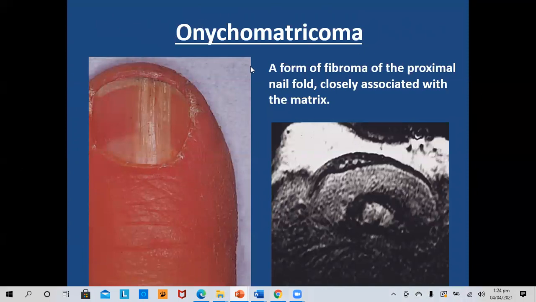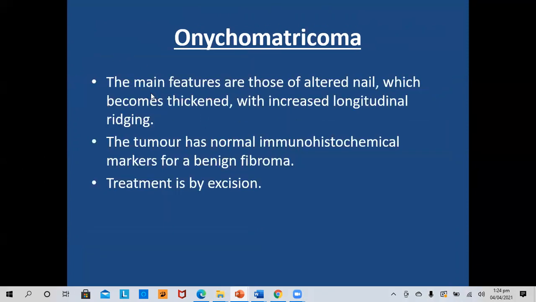Onychomatricoma. Onychomatricoma is a fibroma of the proximal nail fold closely associated with the matrix. The main features are those of an altered nail, which becomes thickened with increased longitudinal ridges. The tumor has normal immunohistochemical markers of a benign fibroma, and treatment is by excision.